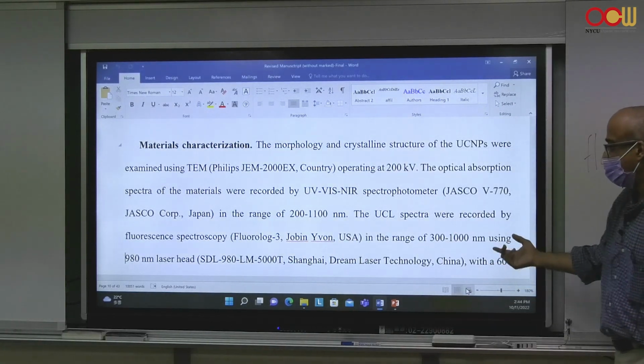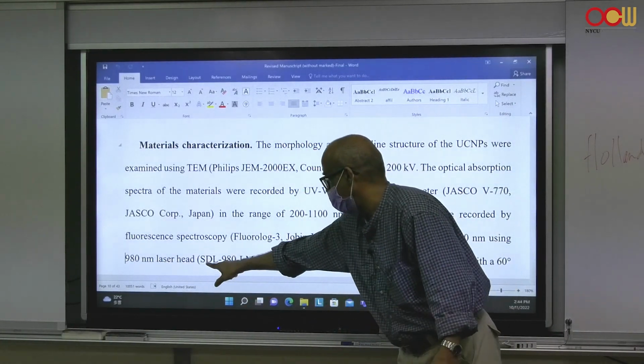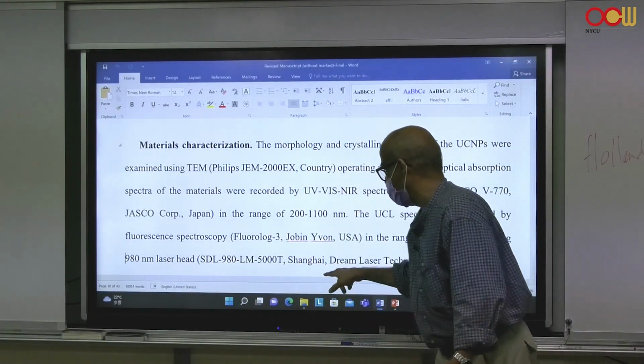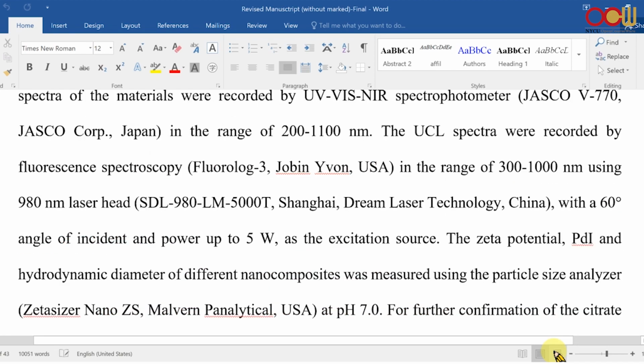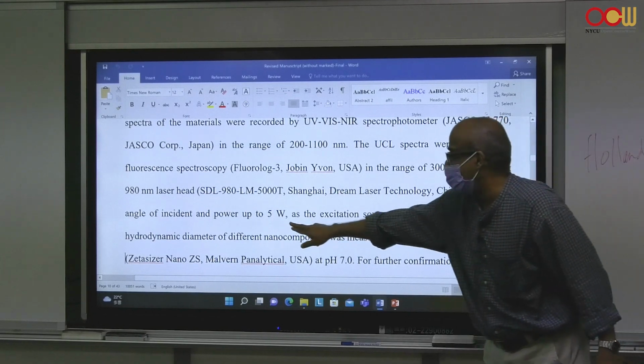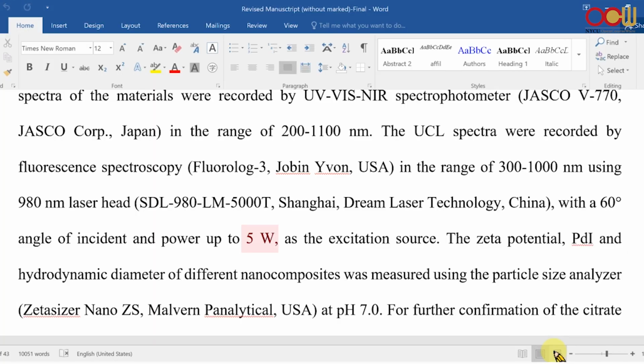I am using a laser which is 980 nanometer laser, where the company, SDL80, and model name and country. So whatever you do, you write like this. And some scan conditions you have to give. So for example, sometimes I am using this power, so I write that power up to 5 watt was used. So whatever details, so that anybody else in the world can do this experiment. We write it in that way.